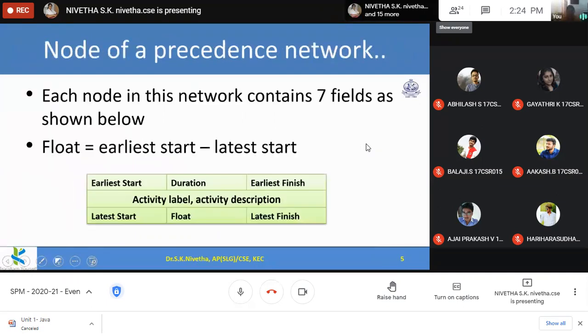and each node has these parts. Seven values are to be represented in each node: earliest start, earliest finish, latest start, latest finish, then float value. So these are the things we have to mention on that. Duration is given by default as per the activity list. So that is the input. Activity name and duration are input, and the remaining things we have to construct.